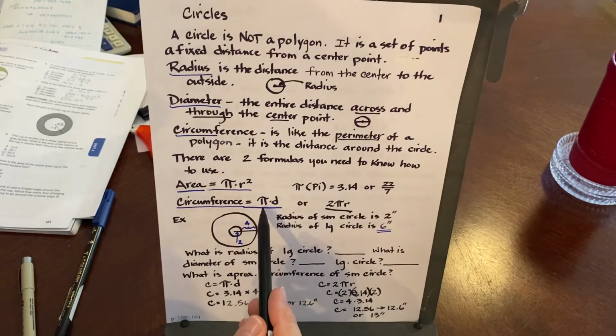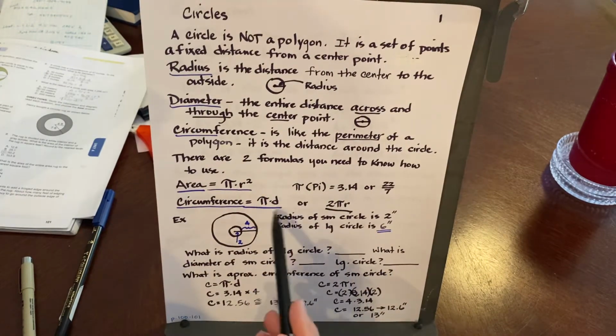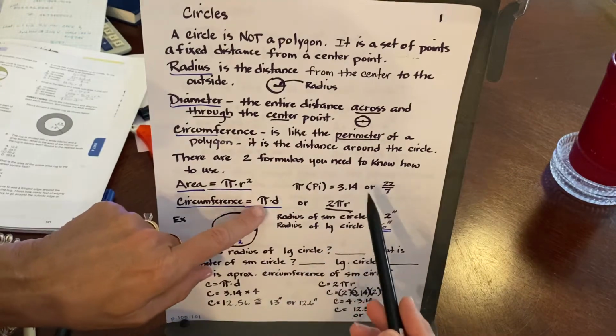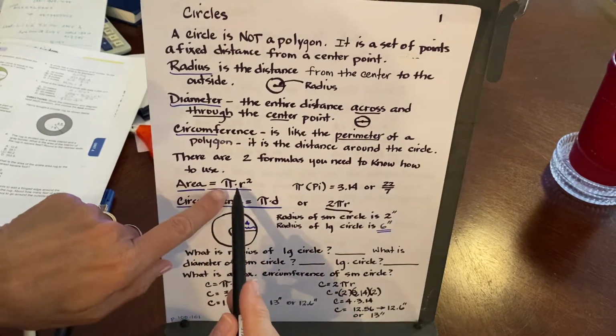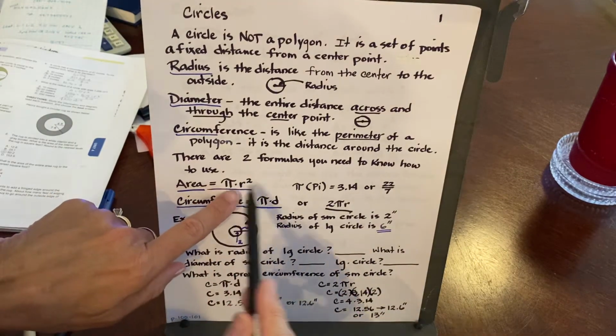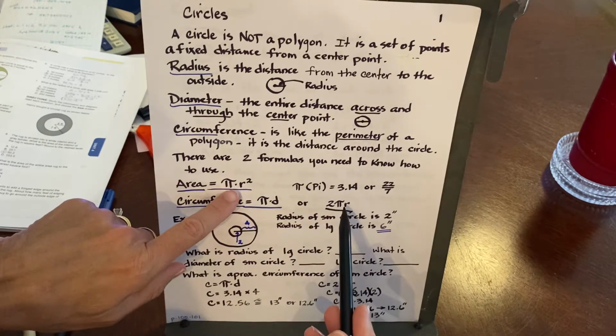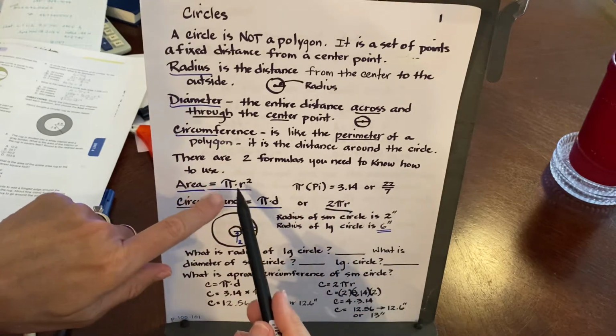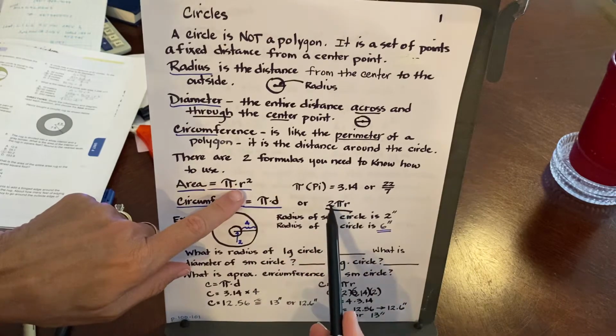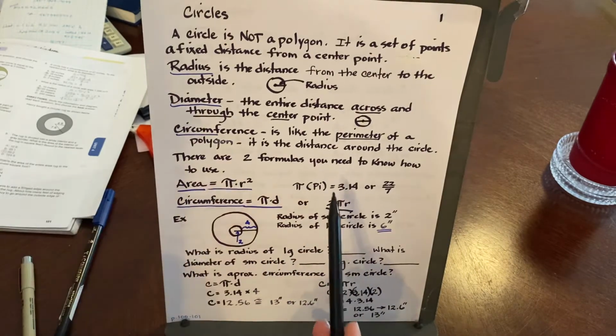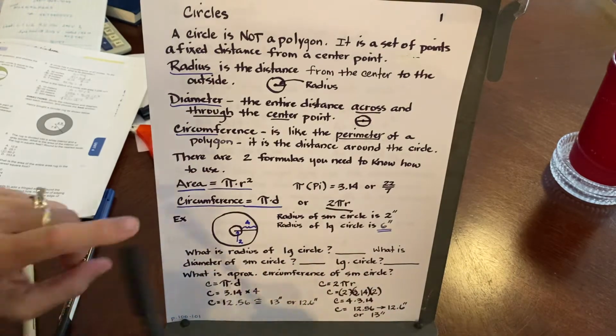I like the pi d because I do the calculations in my head, and this one helps me to keep it separated from this pi r squared. I was always getting these 2 things confused because I had 2's involved with them, but one is squared and one is just times 2. So be careful.